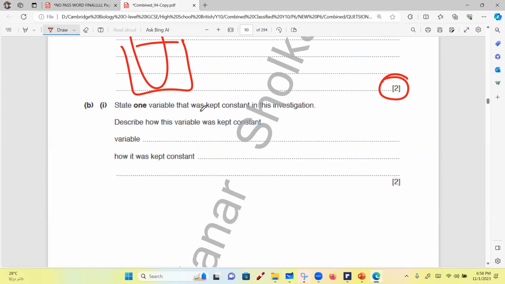State one variable that was kept constant in this investigation. We actually answered this question and we mentioned more than one variable. What is this variable that was kept constant? Temperature. Volume of amylase. Yes, you are both correct. And how did we keep the temperature constant? Water bath. A water bath was maintained at 60 degrees and we took the same volume for the starch and the same volume for the amylase.